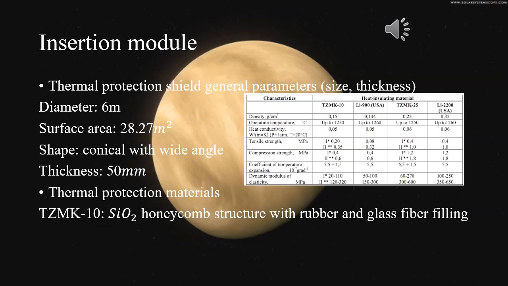In order to tackle the issues exposed previously, mainly the thermal loadings, the vibrations and the acceleration loadings, we have decided to create a hemispherical module which is going to have a maximum diameter of 6 meters and a surface reference area of 28.27 meters. The shape is going to be conical with a very wide angle at the bottom and then hemispherical.